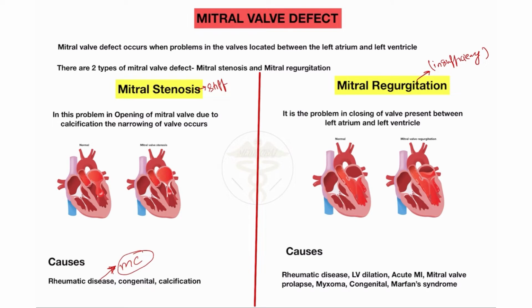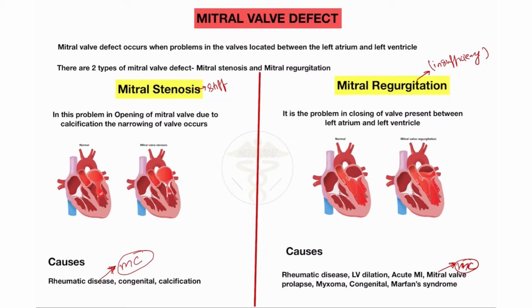What are the causes of mitral regurgitation? Mitral regurgitation causes are rheumatic disease, left ventricular dilation, acute myocardial infarction, mitral valve prolapse, myxoma, and congenital defects. Marfan syndrome patients also get mitral regurgitation. But when the examiner asks which is the most common, the most common cause of mitral regurgitation or mitral insufficiency is mitral valve prolapse.